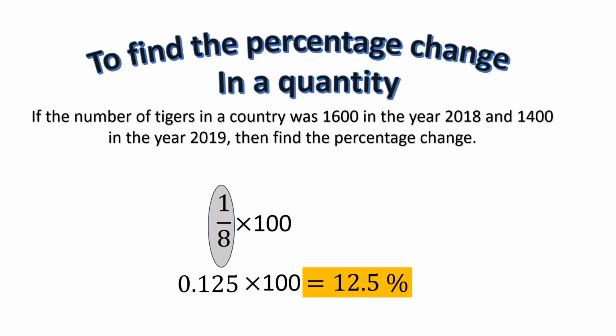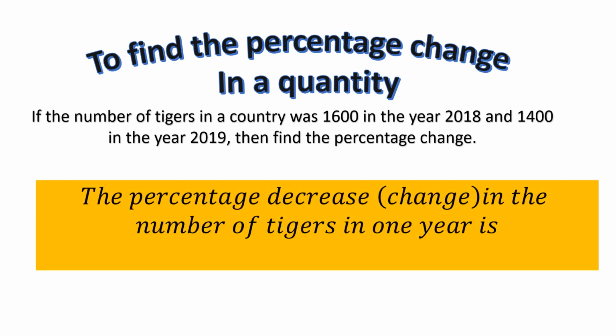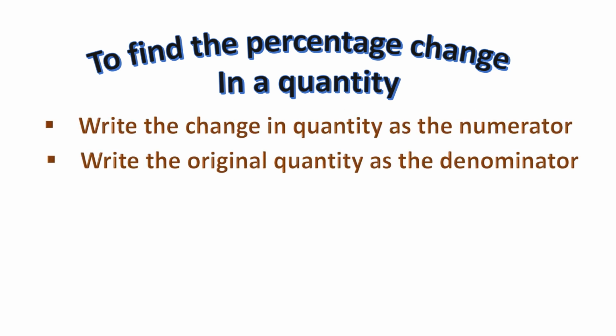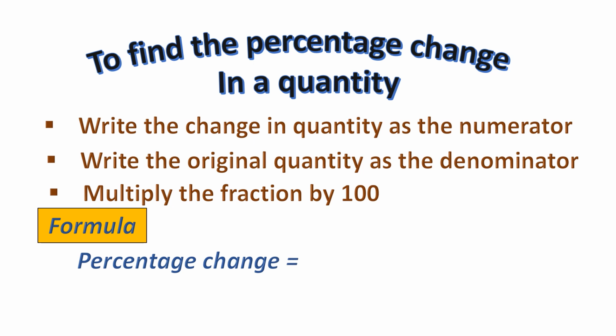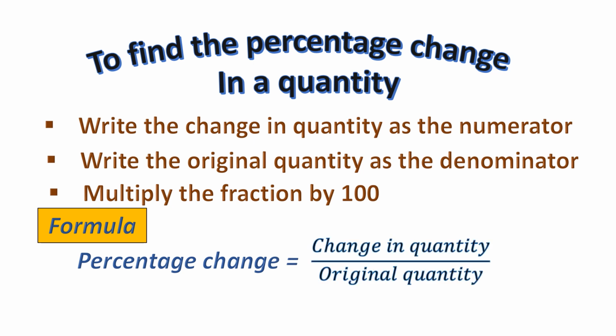So this is the percentage change. Finally we can write that the percentage decrease, or the percentage change, in the number of tigers in 1 year is 12.5%. Now, what are the steps you got? Write the change in quantity as the numerator, write the original quantity as the denominator, and finally multiply the fraction by 100. So as a formula, percentage change equals change in quantity divided by original quantity, multiplied by 100.